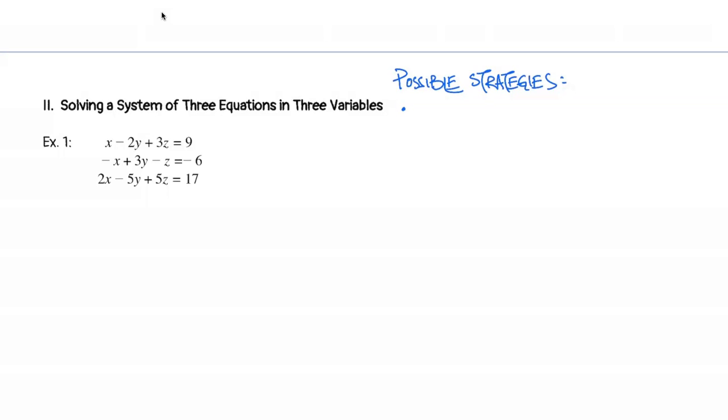So, what strategies do we think? I tried solving for a single variable, but I think that method is kind of long. So you tried to get all three equations as a single variable? I only tried with the first one so far. So I did x equals 9 plus 2y minus 3z, for example. So solve for one variable. Okay. What are some other thoughts?